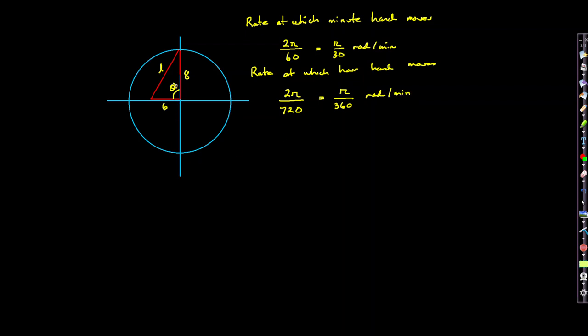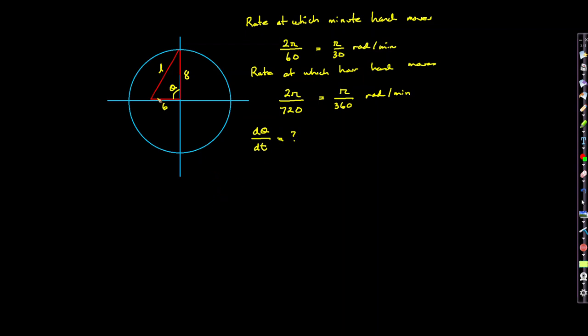Now, that angle theta is the angle between those two. So the rate at which that angle is changing would be the difference between the faster moving hand and the slower moving hand. So what you need to do is get an expression for the rate at which theta is changing with time. What would that be? That's one thing we're going to have to get.